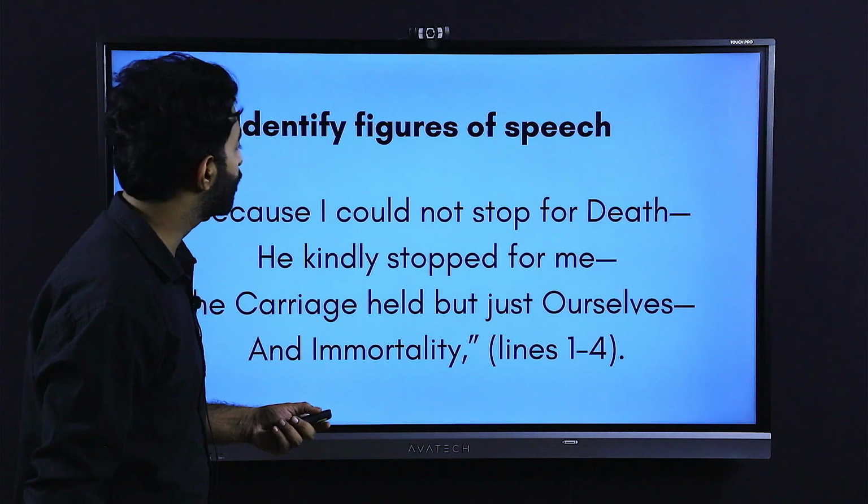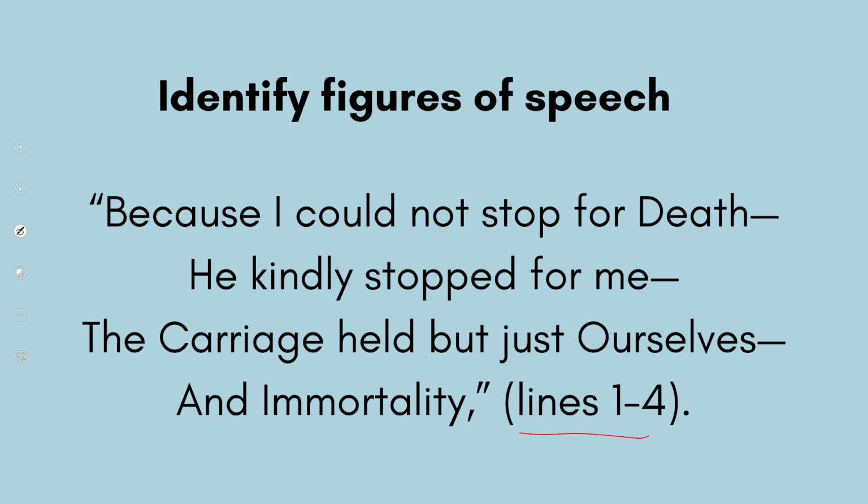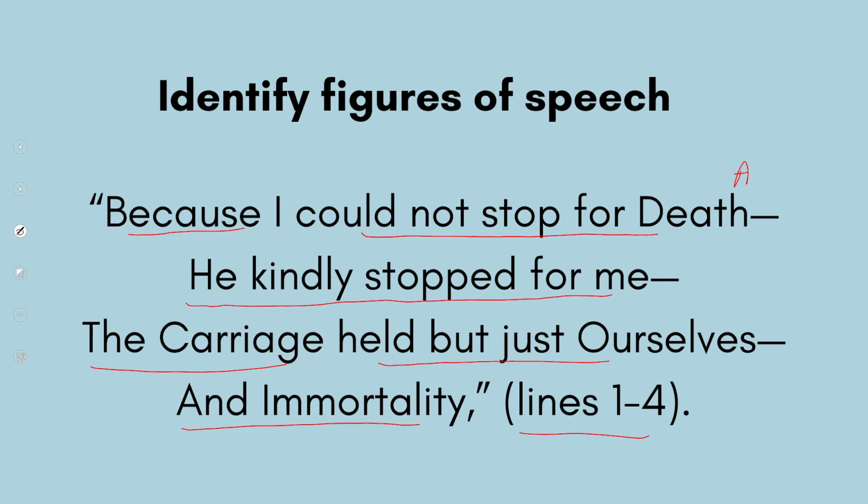Again, we have this example of a stanza from line 1 to 4 by Emily Dickinson. Because I could not stop for death, he kindly stopped for me. The carriage held but just ourselves and immortality. Now, what is the rhyme scheme? A, B, we call it C, and me and immortality is matched, so we call it B. So A, B, C, B, this is the rhyme scheme.